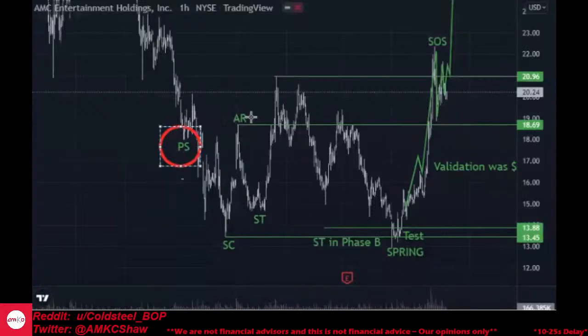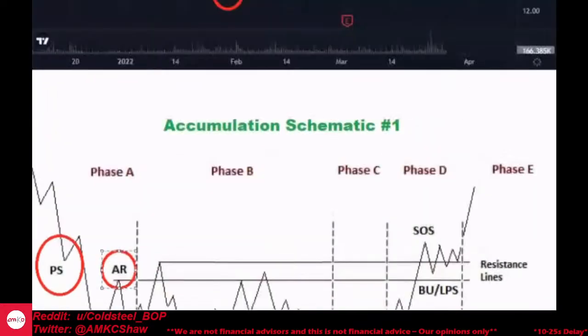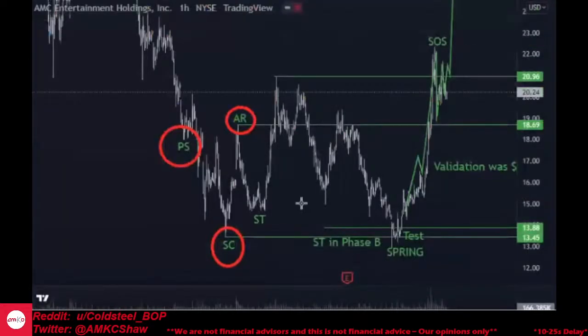If you look, the next part is a climax and then an automatic reaction. And if we go back to the chart, we have the selling climax and our automatic reaction. And then next you have a show of strength going downwards. We did that. It looks like it pushed really hard, but it had a lot of resistance here.